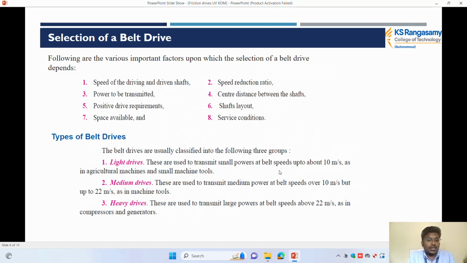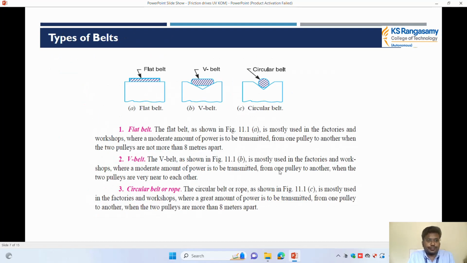Example for using in the compressor and the generators. These are the types of belt drives. Next are the types of belt. The first one is a flat belt, the second one is a V belt, and the third one is a circular belt.